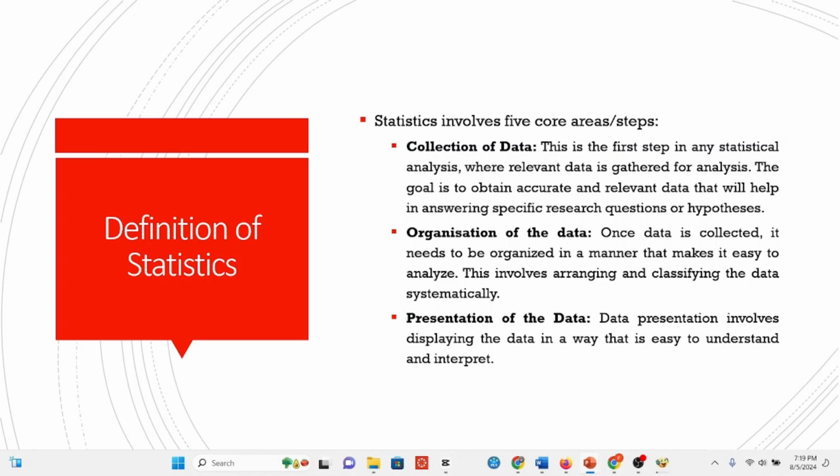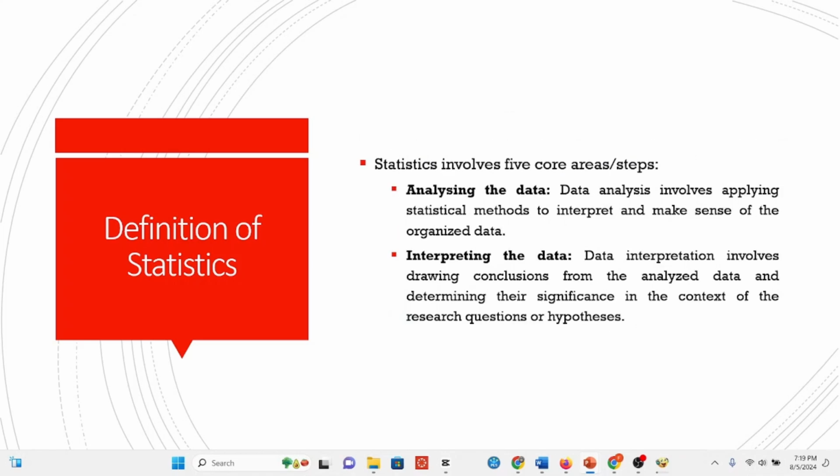Data analysis is the core of statistical work, involving the application of various statistical methods and techniques to draw insights and make informed decisions. This step includes descriptive analysis, which summarizes the main features of the data, and inferential analysis, which involves making predictions or generalizations about a population based on a sample.